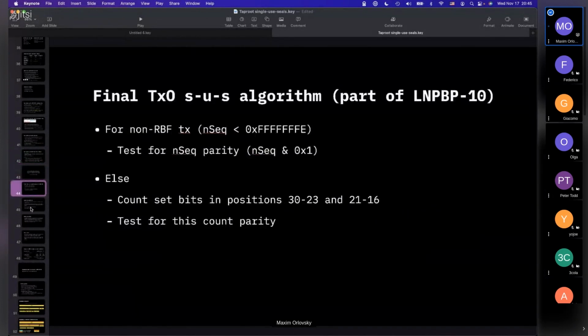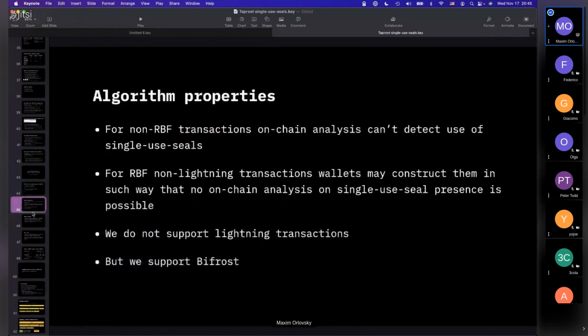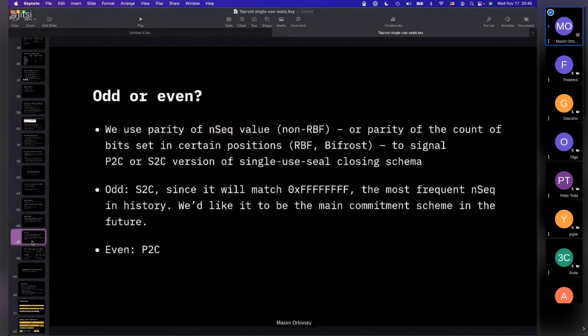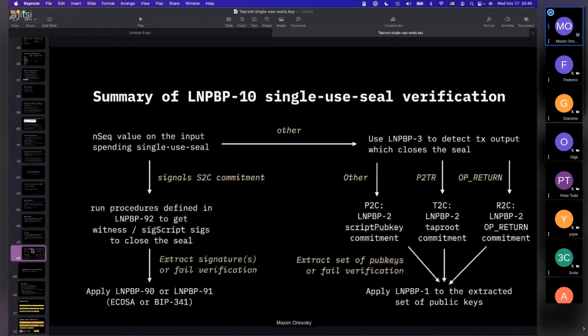So my proposal was to just redefine that in Bifrost, but we don't need that if we will not use n-sequence. So it just adds to the Peter Todd argument that we shouldn't use n-sequence signaling and instead pre-commit to the specific scheme at the moment we create a single-use seal. So the summary of the proposal from today's call: instead of the n-sequence value, we take the value from the single-use seal definition.